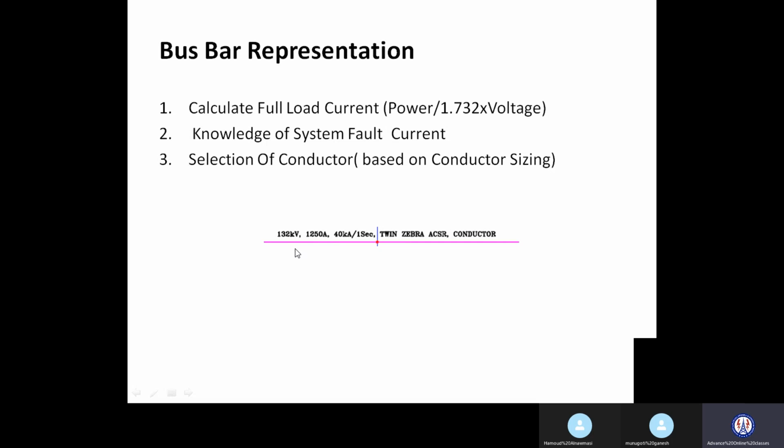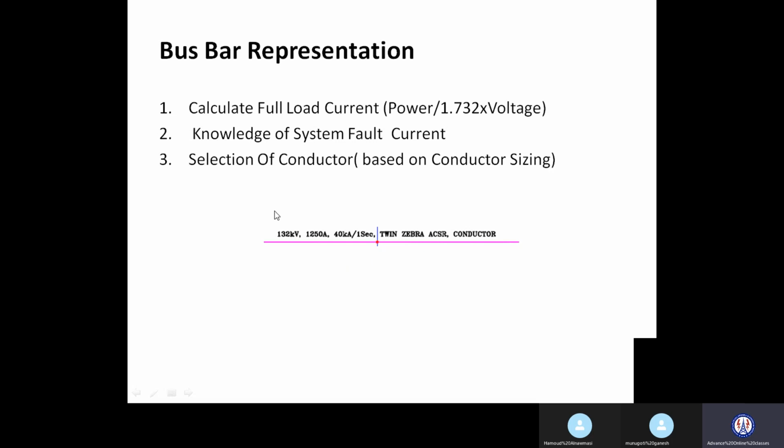Second we are representing the current rating of this bus. Third we are representing the fault current rating of this bus. And fourth we are representing what type of conductor, what type of material we are using for this bus. So four parameters we are representing: voltage rating of bus, current rating of bus, fault current rating of bus, and what material and conductor we are using for this bus.